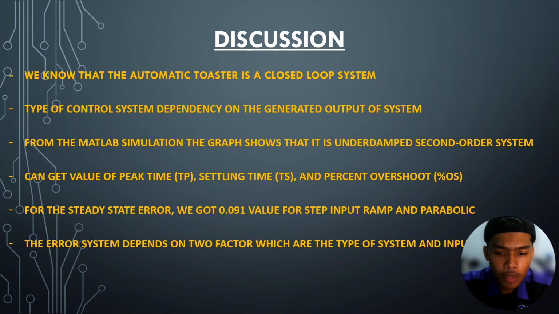the calculated values. From the steady state error, we got 0.091 for step input. The ramp and parabolic inputs were infinity. This is because the error of the system depends on two factors, which are the type of system and the input.